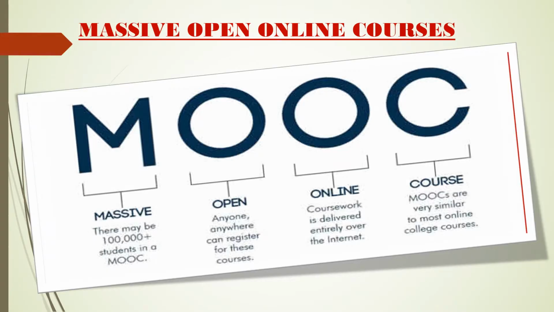So what is this massive open online courses? As you can see, there are 4 letters here. The first one is the letter M, which is all about the massive. It says here that there may be 100,000 plus students in a MOOC. So when we say massive, it talks about many people. So how about this one, letter O?